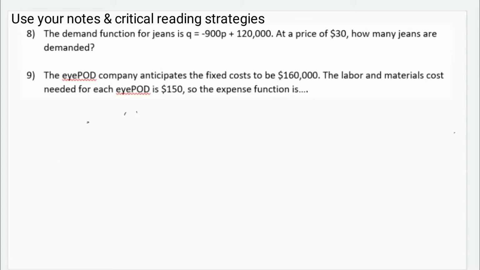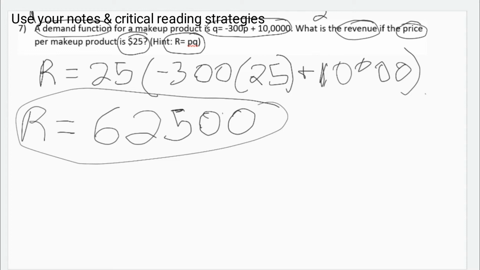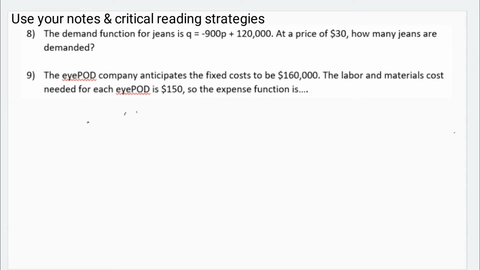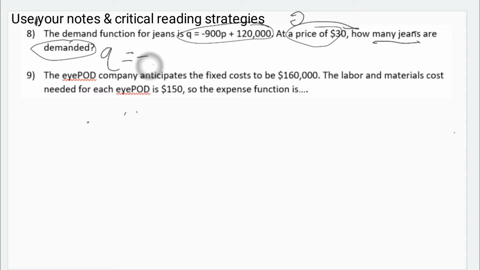Okay, so for this one, it says the demand function is, I feel like I went too fast. Okay, demand function. So this is our demand function. It's our first sentence. At a price of $30, how many jeans are demanded? So we are solving for Q. So we want to know how many we're going to have. So Q is going to be equal to negative 900 times 30 plus 120,000.